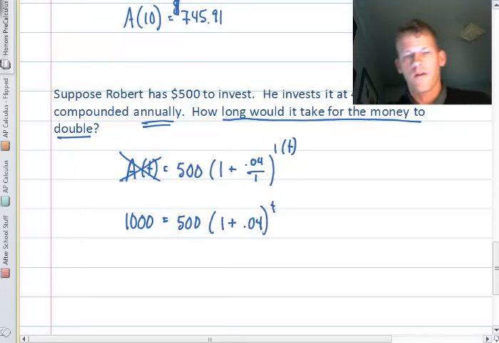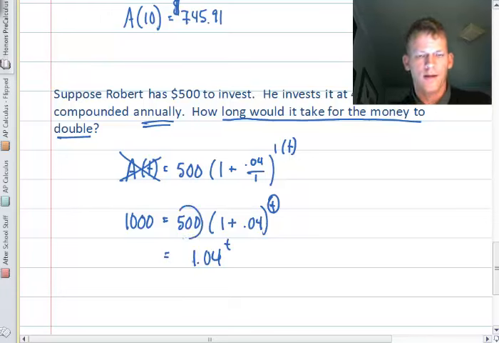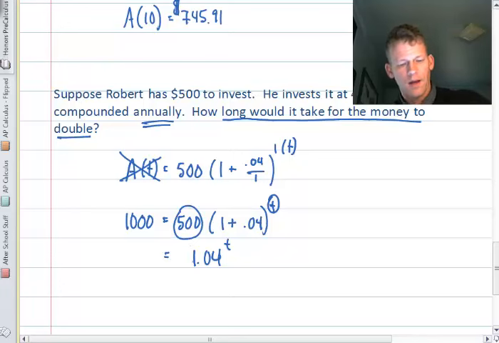So here we have an exponential equation where we're trying to solve for the variable in the exponent spot. So what we're going to do is solve for that. We have 1.04 to the t power. I want to get rid of this 500, so I'm dividing both sides by 500. I'm going to be left with 1,000 divided by 500, which is 2.